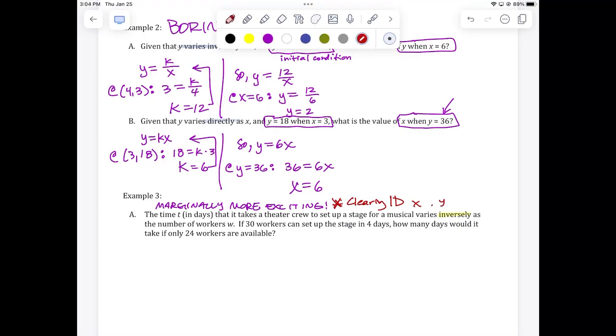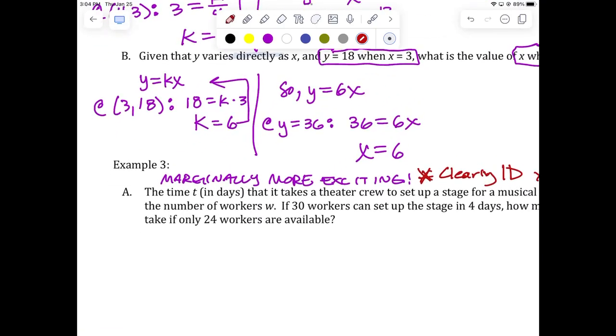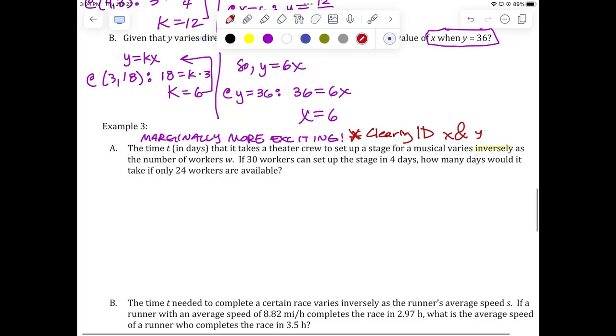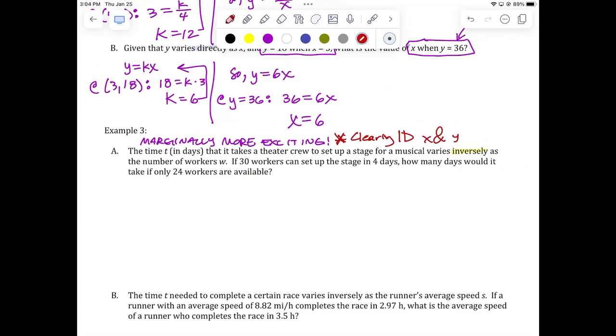X and y, there we go. All right, so let's read. The time T in days that it takes a theater crew to set up a stage for a musical. Hey, that could be the play from up above. It varies inversely as the number of workers, with the number of workers W. If 30 workers set up the stage in 4 days, how many days is it going to take for 24 workers? This is a classic SAT question or a classic TSI question, right?